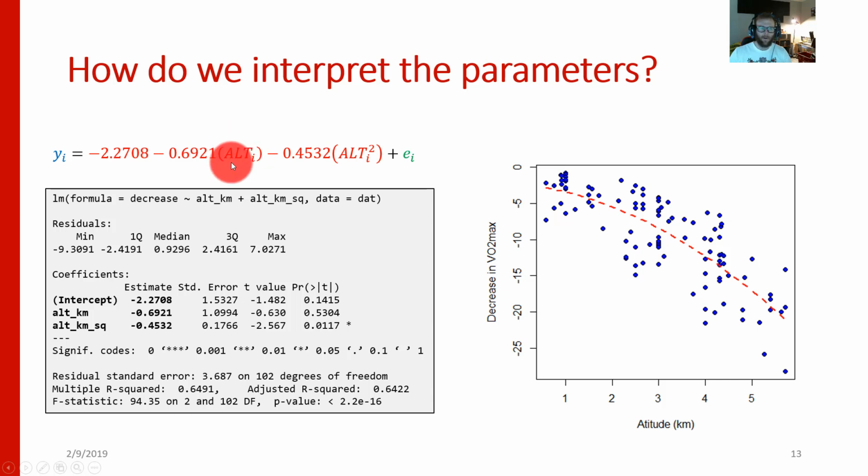And altitude's the variable, so we plug in individual values to get our estimates there, minus 0.5432 times altitude squared as a variable, so we get our individual estimates there. And again, this part in red is our model, right? So it's going to generate predictions that would fall perfectly on this dotted red line.